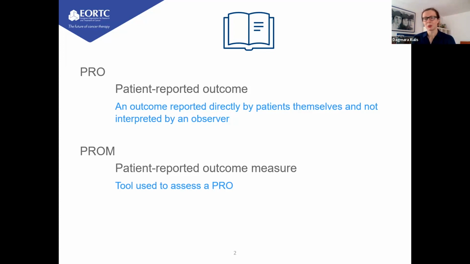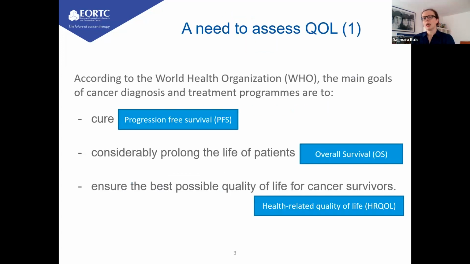A lot of the time, sort of not correctly, but yeah, we have to just keep in mind that PRO can also be meant as a measure. But those are two terms. So let's start with the need to assess quality of life, which is one of the PROs.